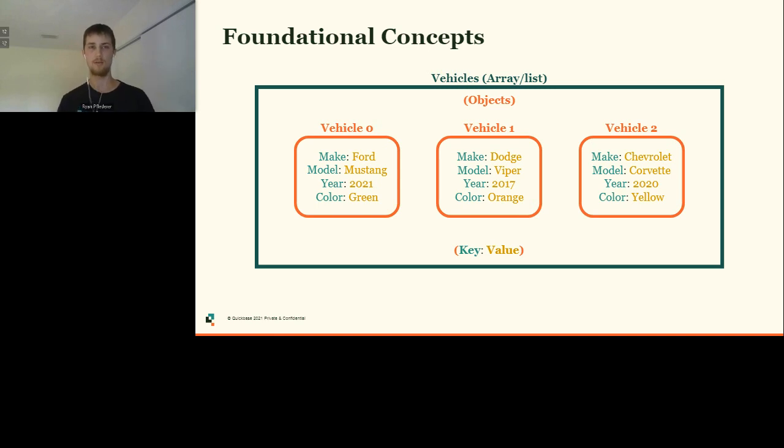Within JSON, we've got this file structure that has arrays or lists, it has objects, and it has key value pairs. As we can see on this slide, we've got the overall box, which is vehicles. So this is an array or a list. Within that array, we have objects, and each of those objects is a separate vehicle.